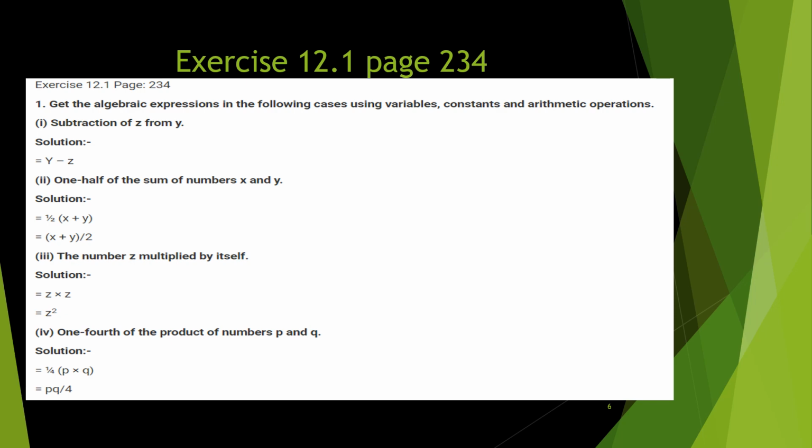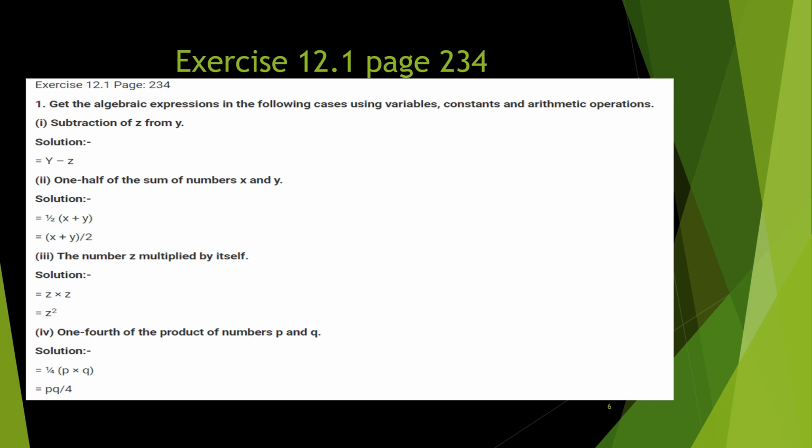Now you guys know all the terms that we are going to use in this exercise. So today we'll start the exercise. Only one question we will do, exercise 12.1, page number 234. It says get the algebraic expression in the following cases using variables, constants and arithmetic operations. Subtraction of z from y, y minus z. 1/2 of the sum of numbers x and y. Add x and y multiplied by 1 by 2, or you can also write x plus y divided by 2.